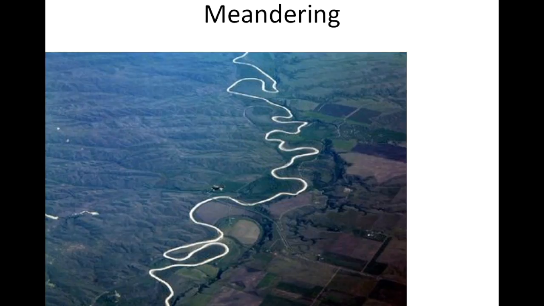Now, this behavior is called meandering, and meandering is named after the Turkish river, the Meander, which does this in an extreme way. And the Greeks, when they conquered Turkey, they saw this and they said, well, how do you call this river?